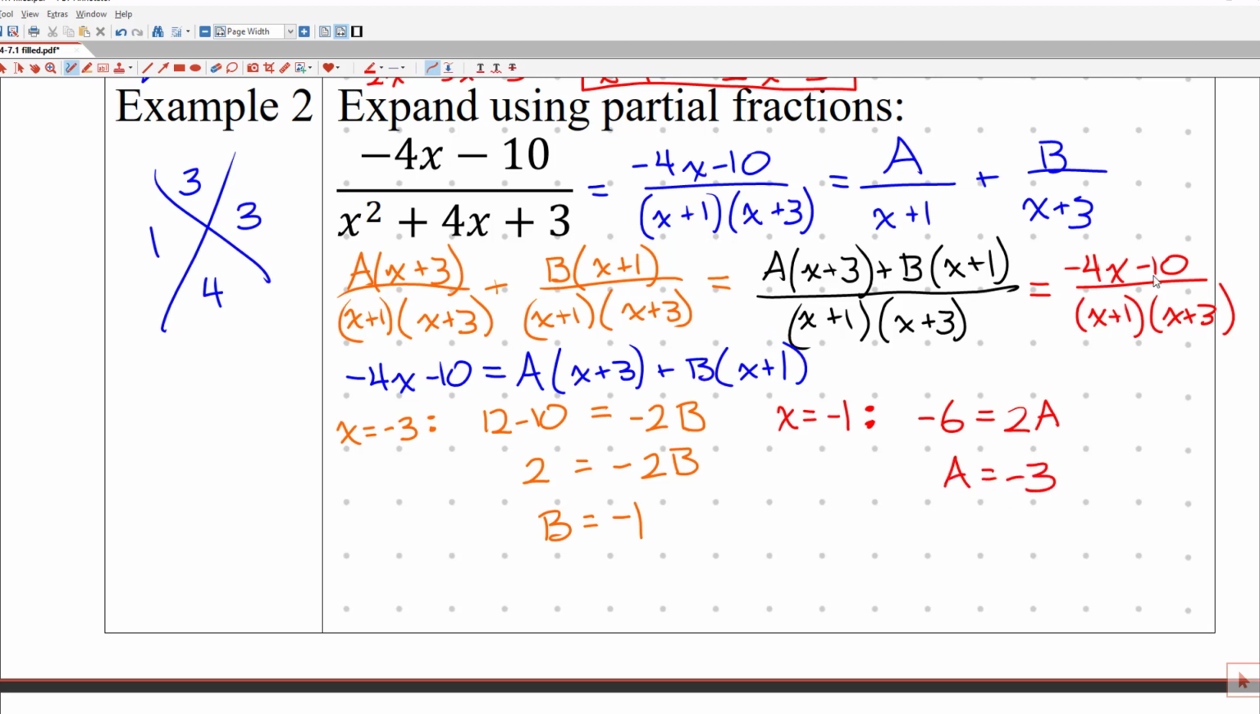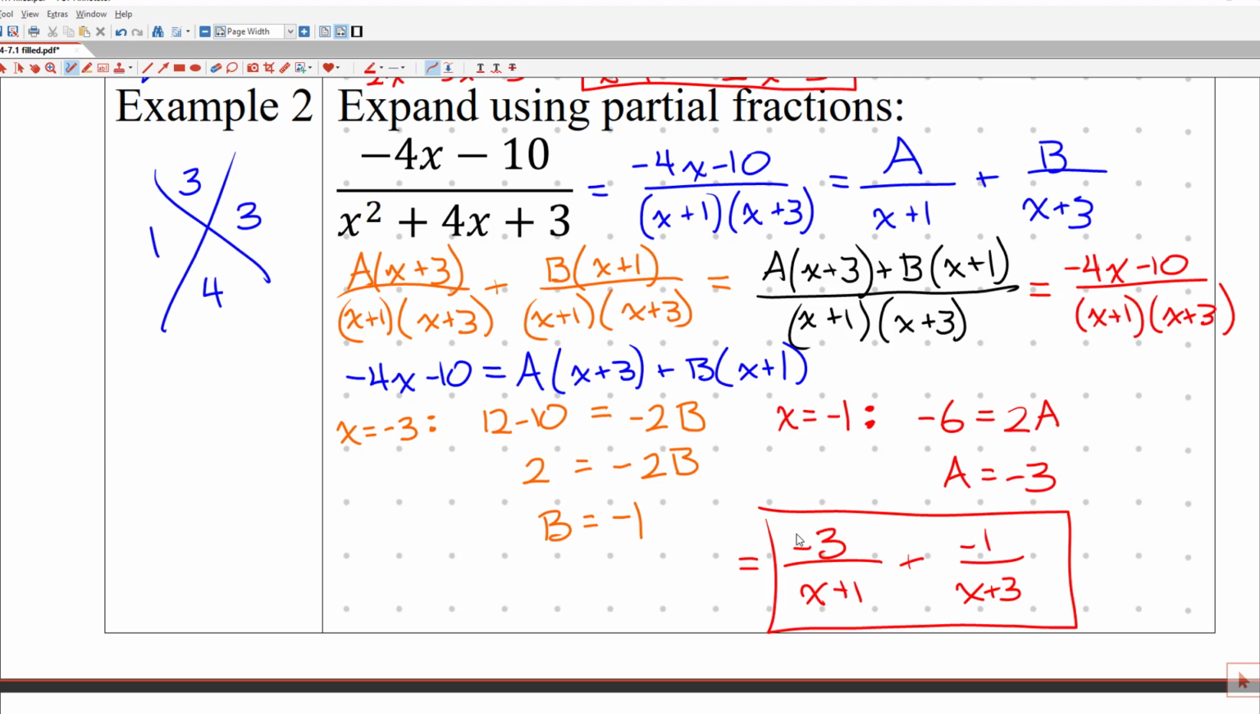We're done. Go ahead and write down our final answer. I'm just going to rewrite this, not the left-hand side. Our final answer is a, which is negative 3, all over x plus 1, plus negative 1, which is our b, over x plus 3. Final answer, and box it. Cool, that concludes notes 4-7.1.